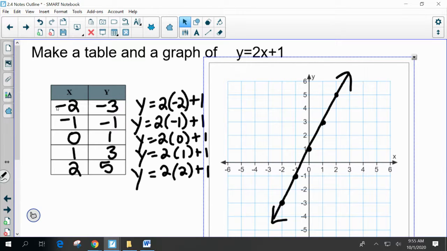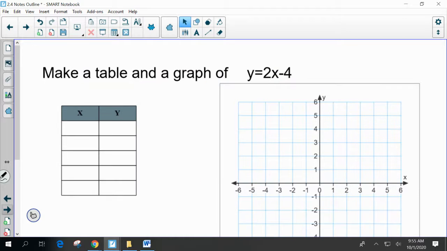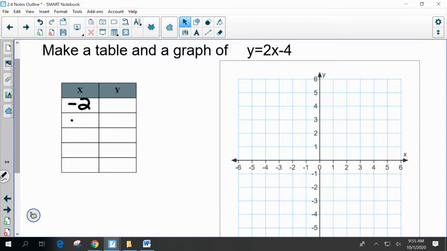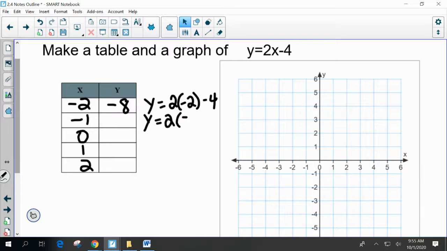Okay, so we're going to practice the same thing on the next problem. We're going to use those same numbers. Only this time our equation is different. So -2, -1, 0, 1, 2. And we're plugging it into y equals 2x minus 4. So y equals 2 parentheses -2 minus 4. -8. Y equals 2 parentheses -1 minus 4.